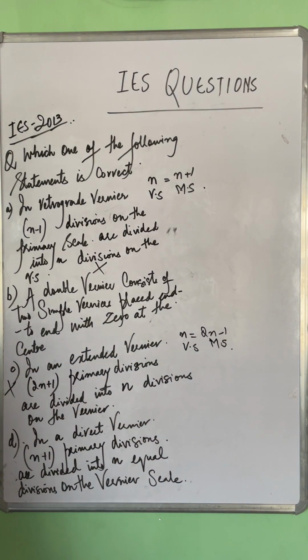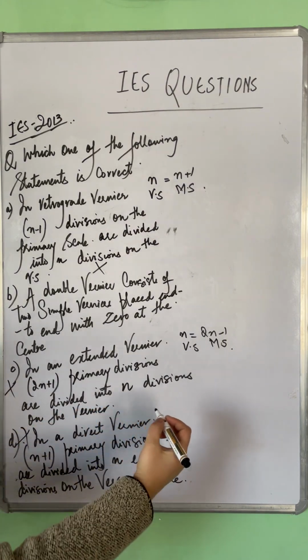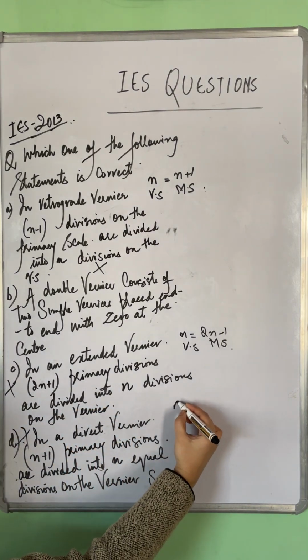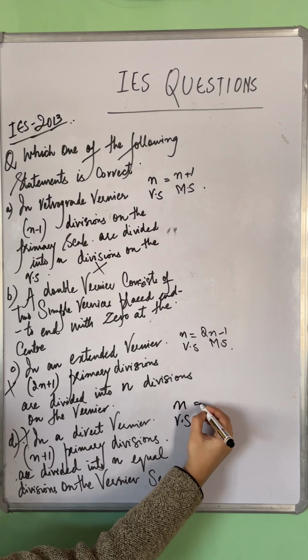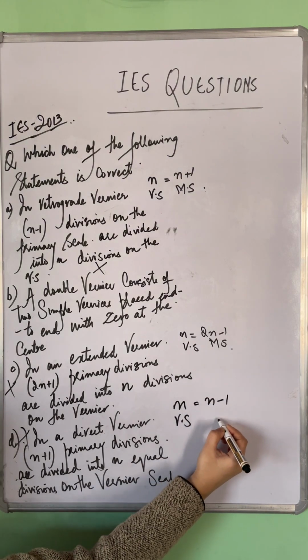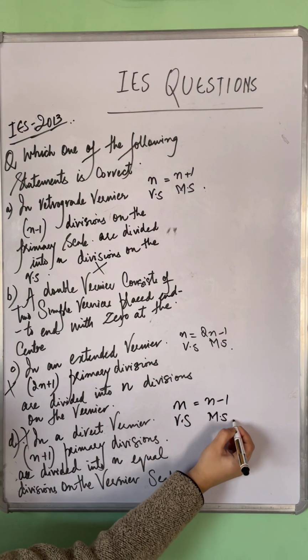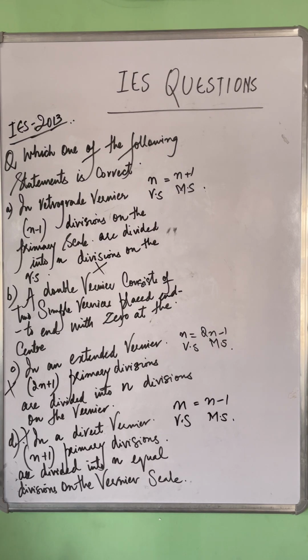Let's take this one. In a direct vernier, n plus 1 primary divisions are divided into n equal divisions on the vernier scale. Again, this is also wrong. Why? Because in a direct vernier, n divisions of the vernier scale correspond to n minus 1 divisions on the main scale. So the statement in a direct vernier, n plus 1 primary divisions are divided into n equal divisions is wrong. Why?